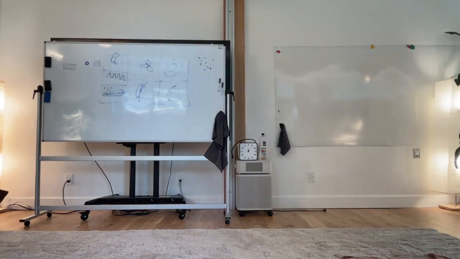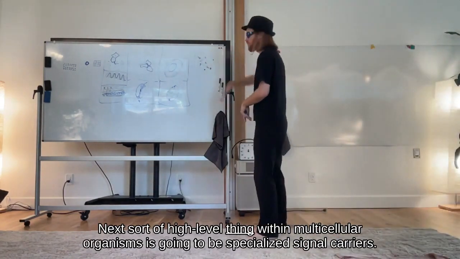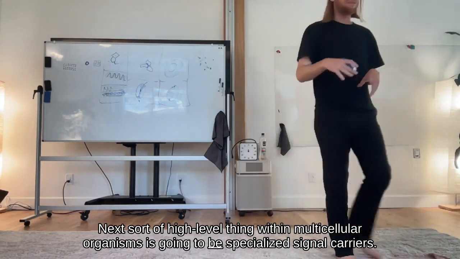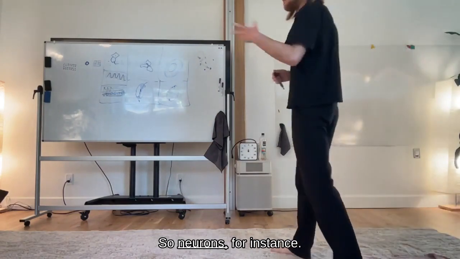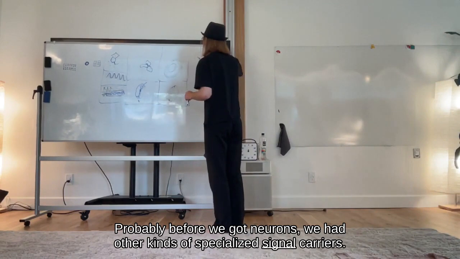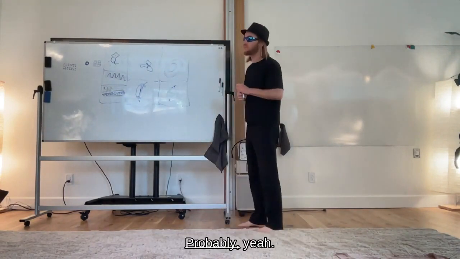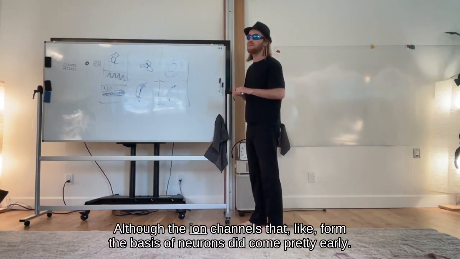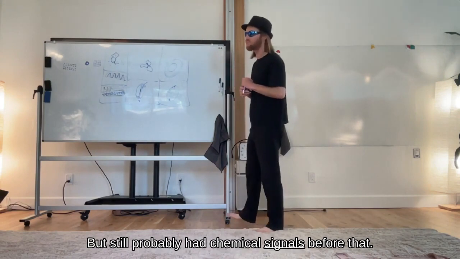Next up. So that's mostly about body plans. Next sort of high level thing within multicellular organisms is going to be specialized signal carriers. So neurons, for instance. Probably before we got neurons, we had other kinds of specialized signal carriers. Yeah, chemical before electrical, I would imagine. Probably, yeah. Although the ion channels that formed the basis of neurons did come pretty early. But, okay. So neurons, yeah, but still probably had chemical signals before then.